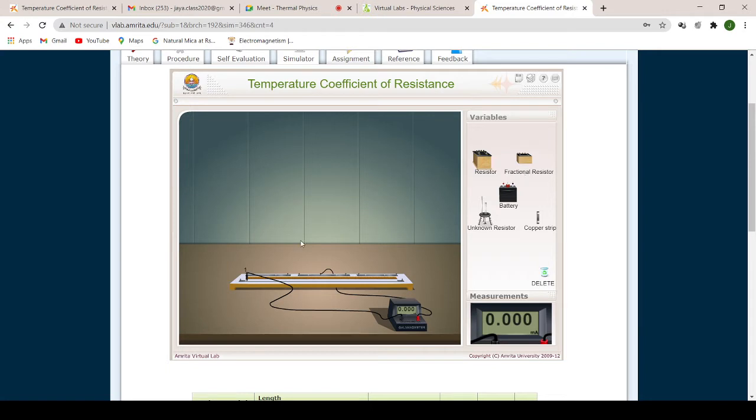So as to note down the deflection on the galvanometer according to where the jockey is placed on the wire. Okay, now what I am going to do is the first part of the experiment. Okay, so here if you see, there is one open space here where you can make connection to a resistor, a fractional resistor, battery, unknown resistor or copper wire. So in the first part of the experiment, we are going to use only these four, that is resistor, fractional resistor, battery and copper strip.